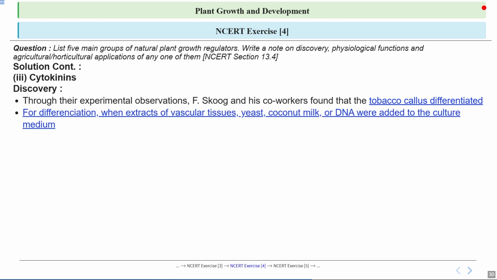So they experimented with extracts from vascular tissues, yeast, coconut milk, and even DNA. When these were added to the culture medium, the callus differentiated, showing that the growth promoting factor was present. This led to the identification and discovery of cytokinin. It was a major step forward in understanding how plant cells control cell division and development.